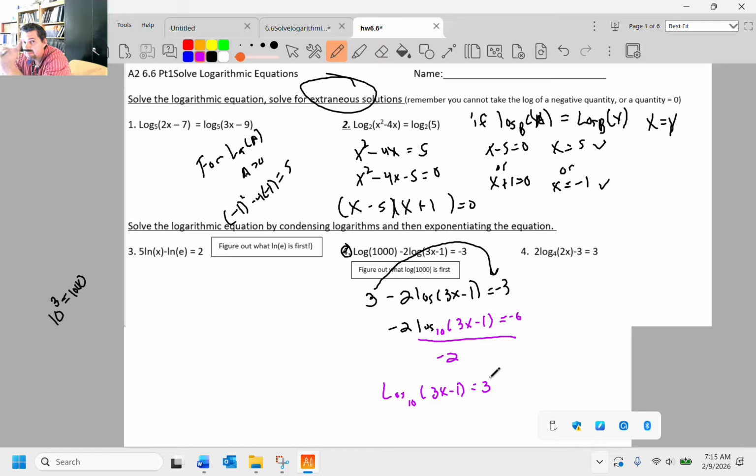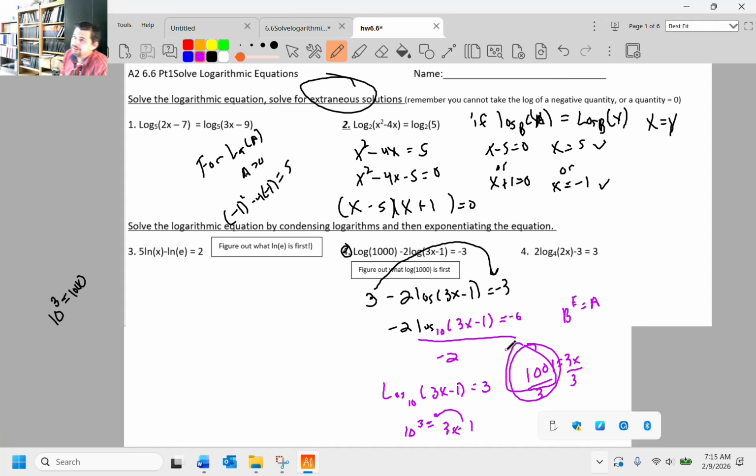Now we're going to convert to exponential form. Base is 10, the exponent is 3, and that equals 3x minus 1. 10 cubed is 1,000. We're going to add this 1 over here. We're going to have 1,001 equal to 3x, and we're just going to divide by 3 and move on with our life. Will 3 enter that? No. So 1,001 over 3 is your answer.